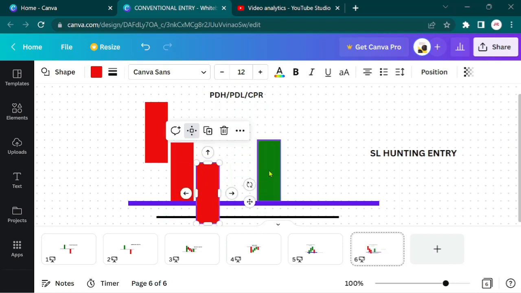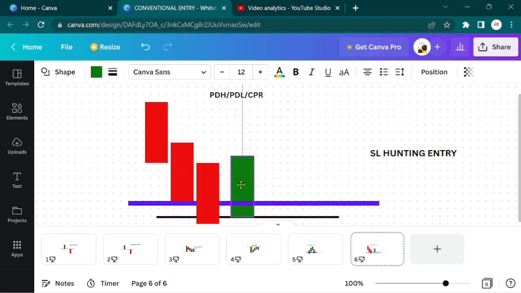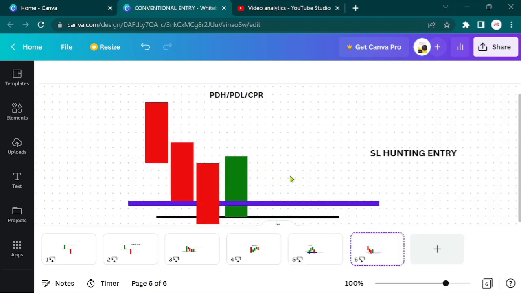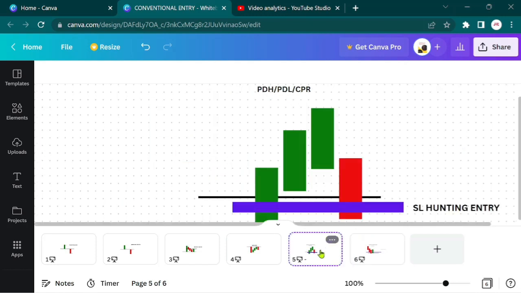This is also a parabolical move. You see, this is also a parabolical move. Parabolical moves are two types. It can happen above the line like this, or it can happen below the line also. You should clearly understand. This is quite difficult to understand. You should clearly understand the parabolical move means these consecutive candles. Here in this case, these consecutive candles.